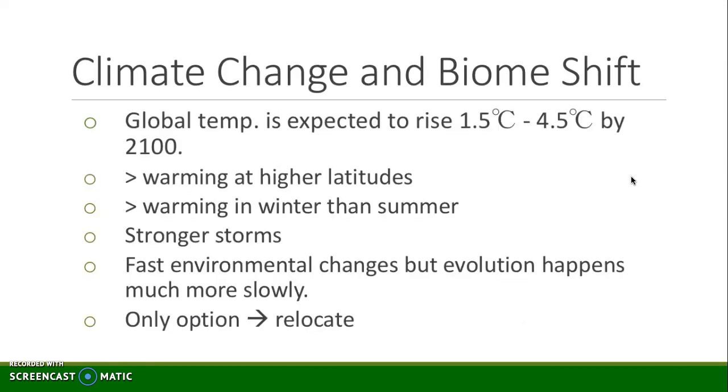So thinking about these biomes, I want you to be aware that the biomes can shift. So even though we had the map and we saw where they're currently located, there's a lot of predictions about the shifts in these different ecosystems with changes on Earth, like global climate change. So the temperature on Earth is expected to increase 1.5 to 4.5 degrees Celsius by 2100. So that's not that far away.